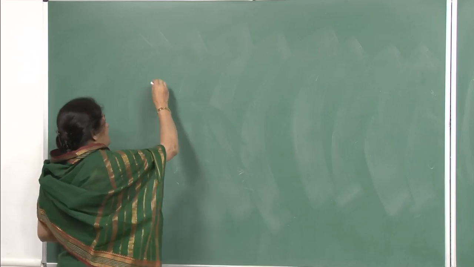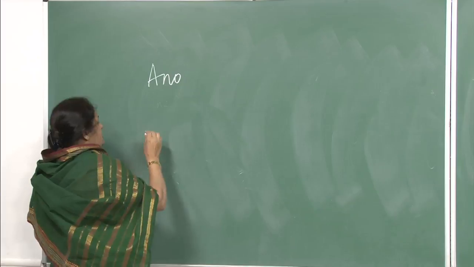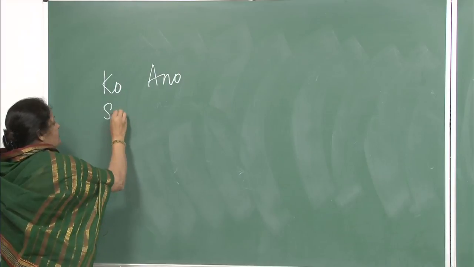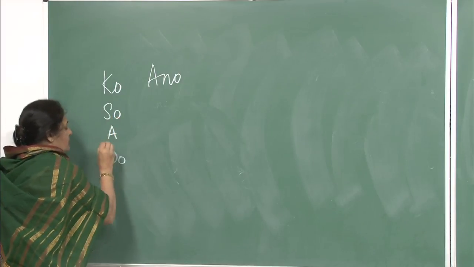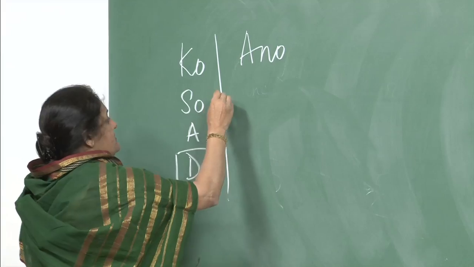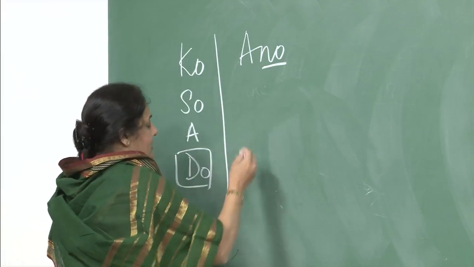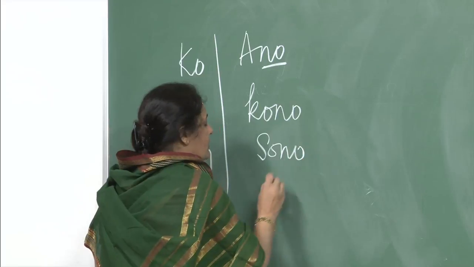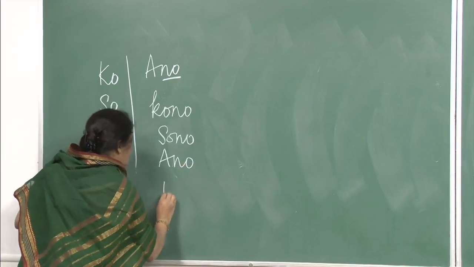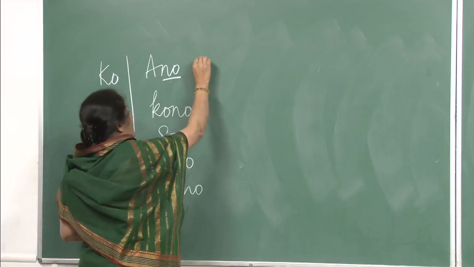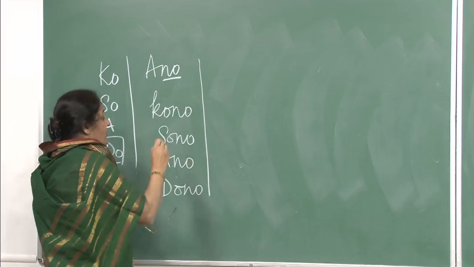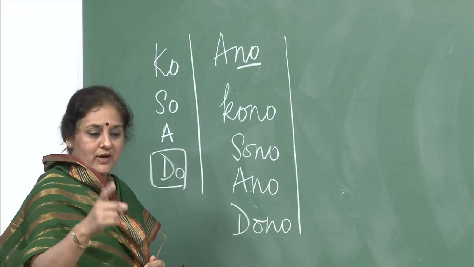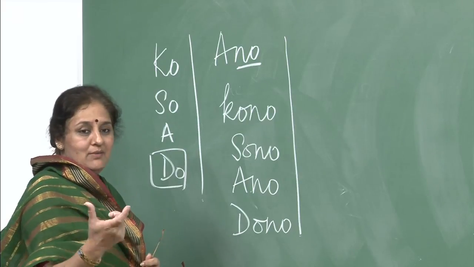Now, this word ano was there in our conversation. So, this is again from the series of ko, so, a and do. Just we need to add no over here and it becomes kono, sono, ano and dono. Now, when you are saying kono, what you are actually doing is you are naming the object. You are pointing at the object and also naming the object.